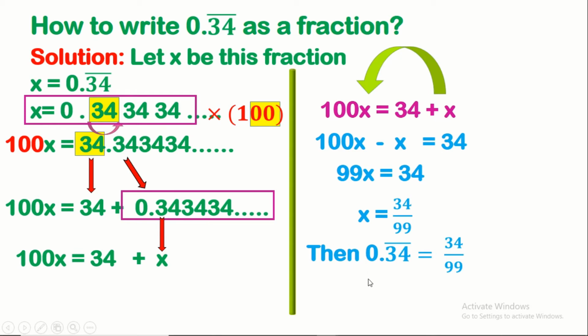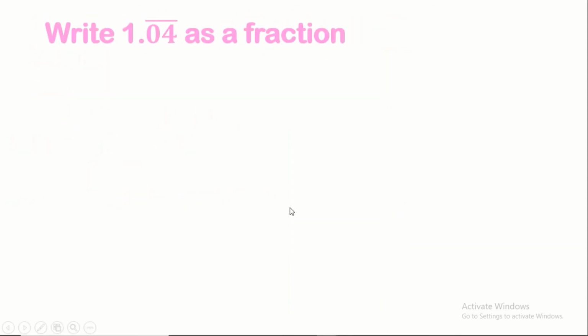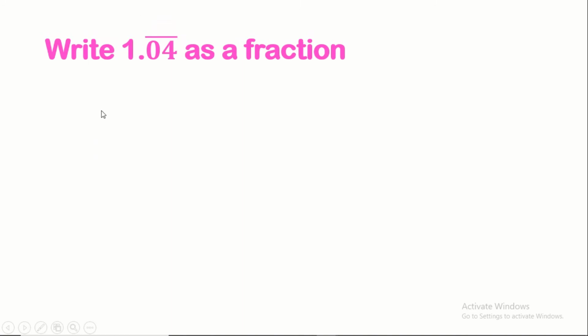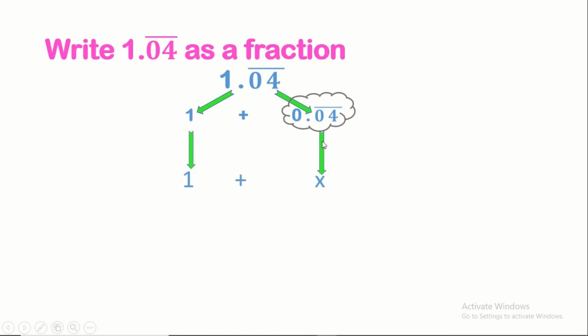Something very important. We can write it directly, 0.34 bar equals 34 over 99, only in case we are having 0 in the integral part. Well, what happens if we have numbers other than 0 in the integral part? Here we should isolate the integral part alone and the decimal number alone. So it will be 1 plus 0.04 bar. 0.04 bar is taken x. Well, two digits in the decimal part, it will be 04 over 99, meaning 4 over 99.